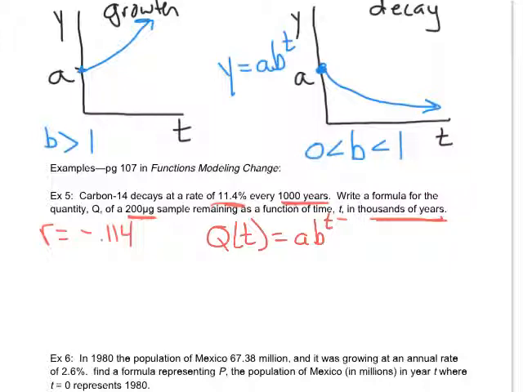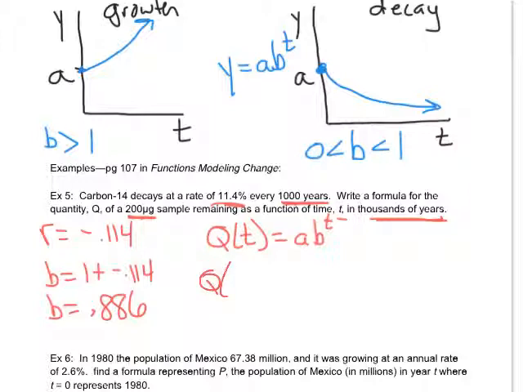So I can find b. B is going to be the rate added to 1. So it's 1 plus a negative 0.114. Okay, so my growth factor is less than 1, but it's still positive. It's 0.886. That means everything's decaying. Now I need an initial value. Well, I was given the initial value. It's 200 micrograms. So now all I have to do is substitute it in.